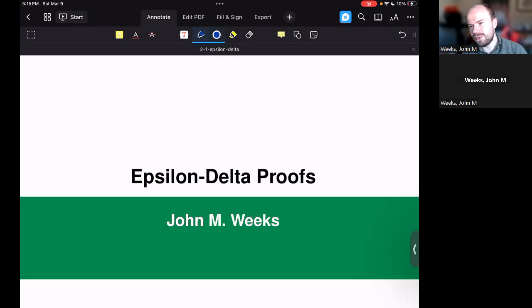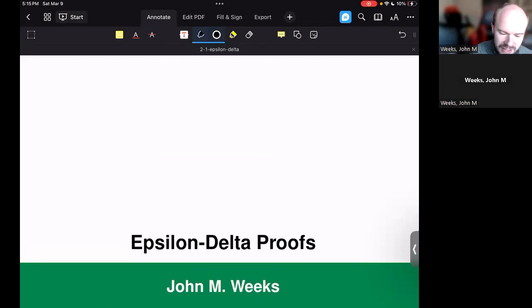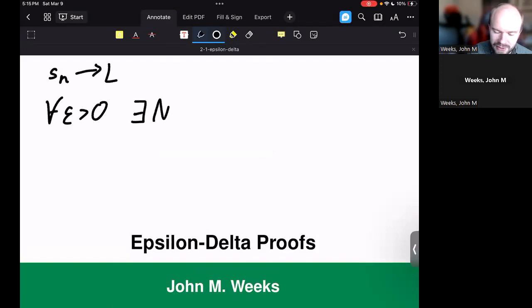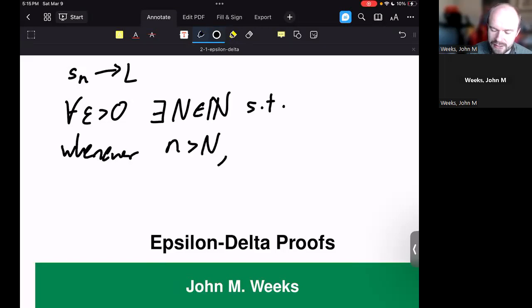We talked briefly about the definition of how a sequence converges. And we did this in the case of the real numbers, and it was like this. We say that a sequence of real numbers S sub n converges to a limit L if for all epsilon greater than 0, there exists a value N that is in the natural numbers such that whenever the value of little n is greater than N, the absolute value of S sub n minus L is less than epsilon.